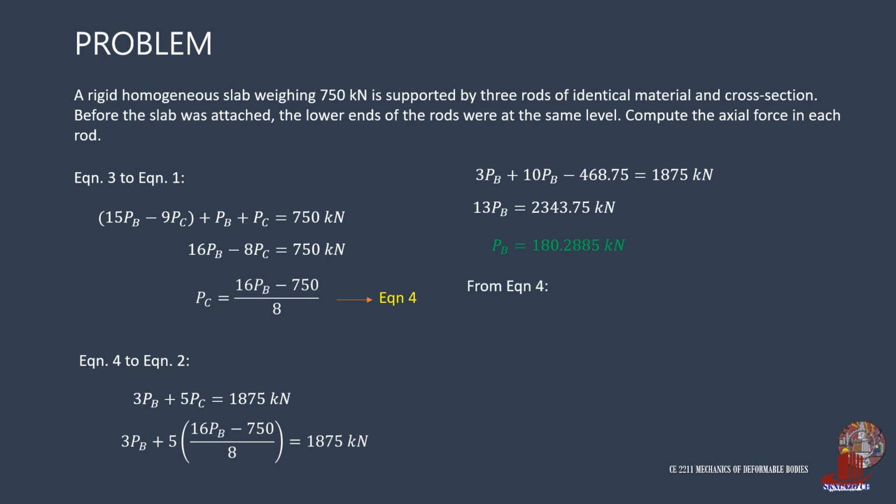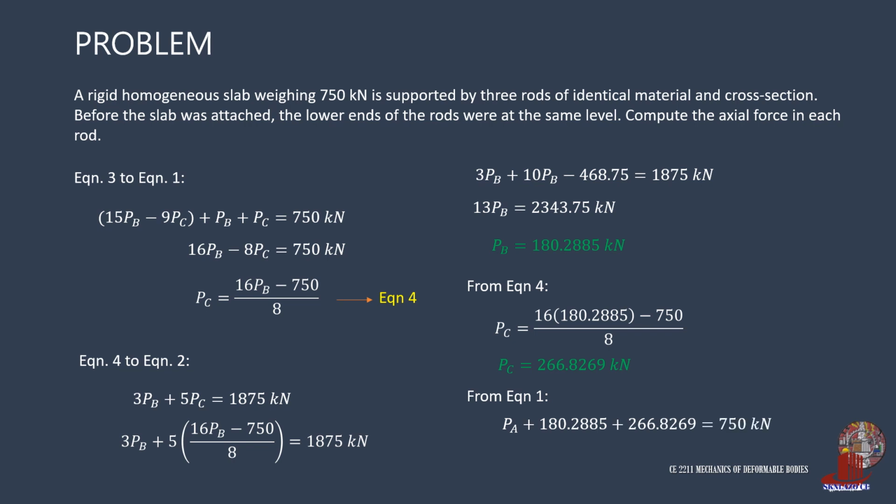Plug P of B into equation 4, so we get 1/8 of 16 times 180.2885 minus 750. P of C is then 266.8269 kilonewtons. Then use both P of B and P of C into equation 1, which gives P of A plus 180.2885 plus 266.8269 as 750 kilonewtons. P of A is then solved as 302.8846 kilonewtons.